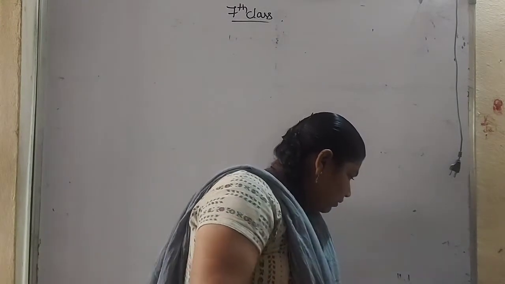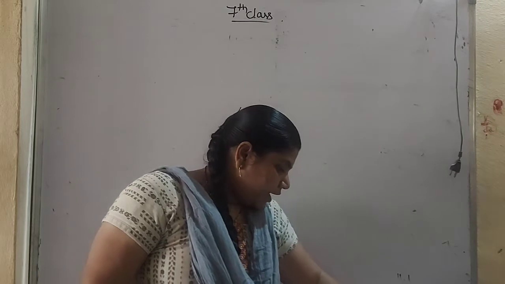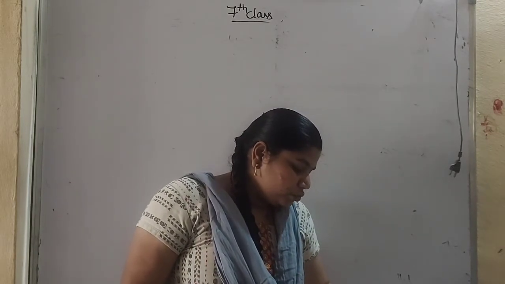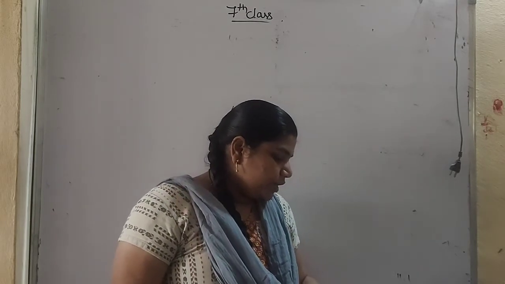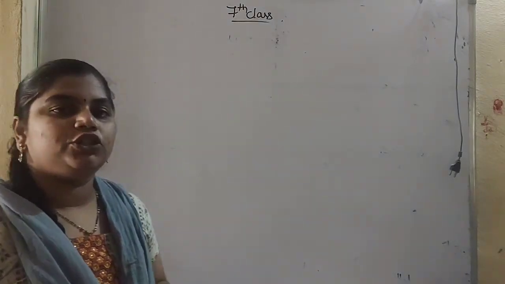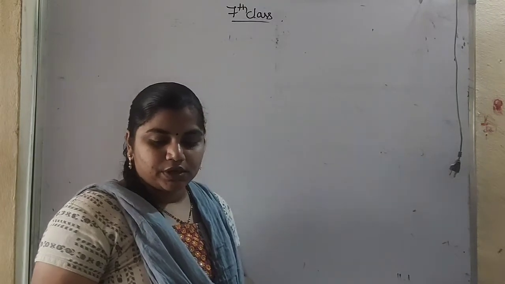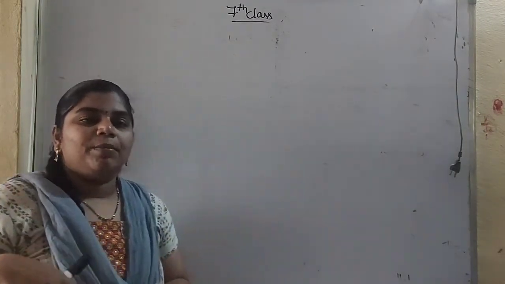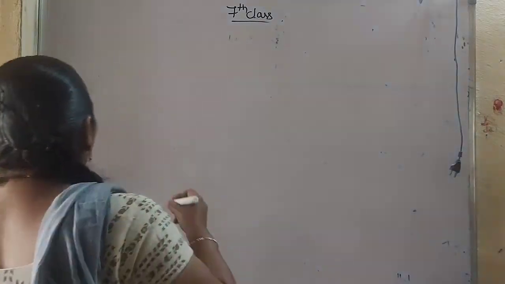So what is the 8th one? The 8th one is: two adjacent sides of a parallelogram are in ratio 5:3. The perimeter of the parallelogram is 48. So find the length of each side. So two adjacent side values they have given in the form of a ratio, and total perimeter value they have given as 48 centimeters. Total perimeter is nothing but the addition of all the sides. But here they have mentioned only two sides.